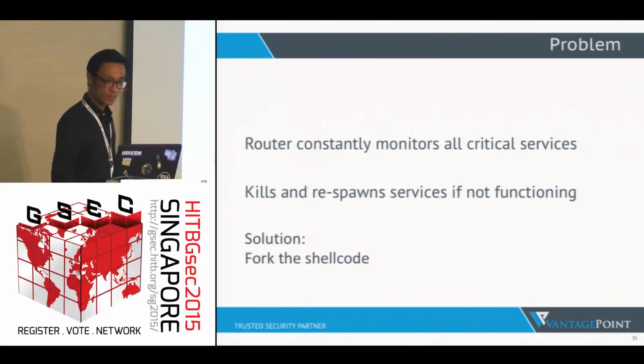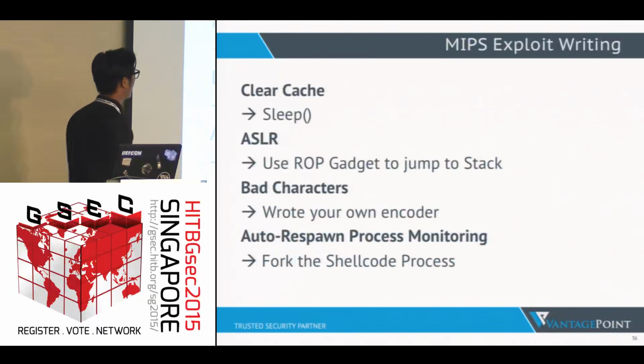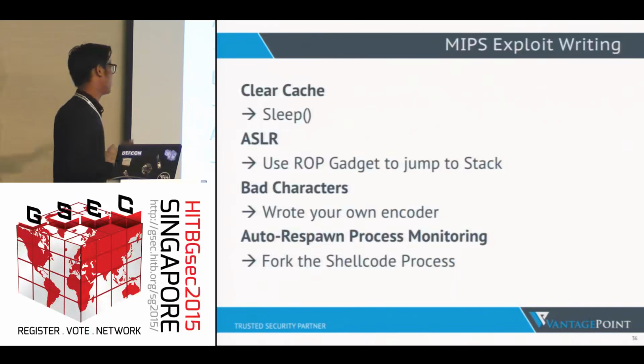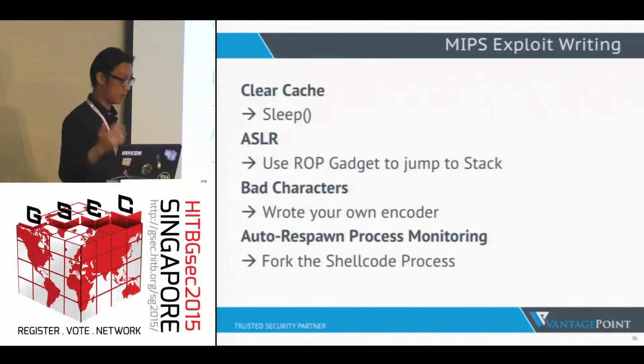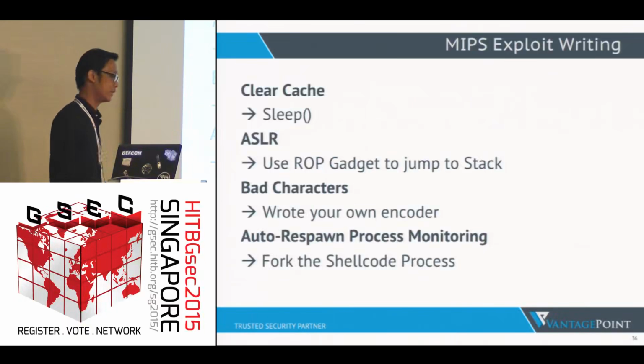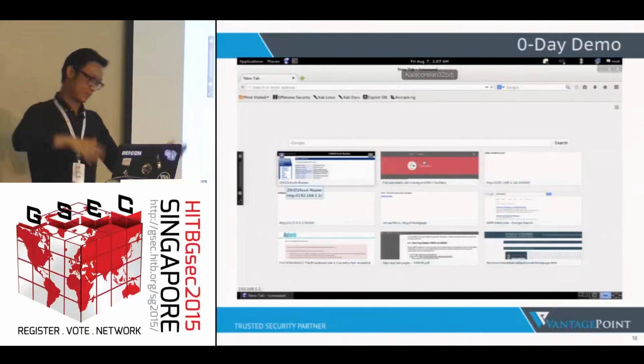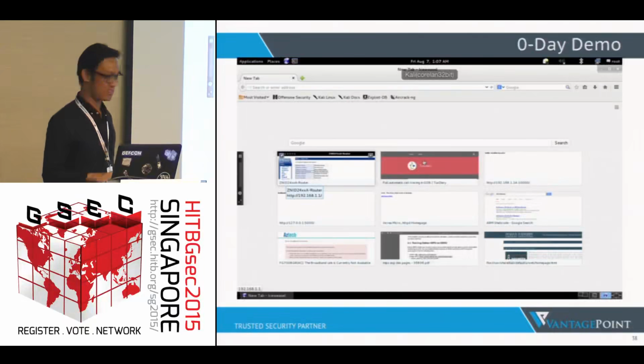And you can spawn as many shellcode instances as you want if you use this method. So to recap again, in MIPS exploit writing, for cache incoherency we use the sleep function. For ASLR, technically you just use the ROP gadget already, so you kind of bypassed it. For bad characters, you can actually write your own MIPS encoder for simple ones. And for the auto respawn process monitoring, you can actually fork the shellcode. All right, enough of the slides. Let's try and see if we can get shell.